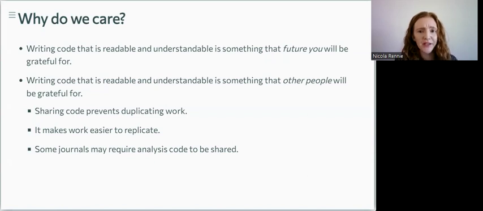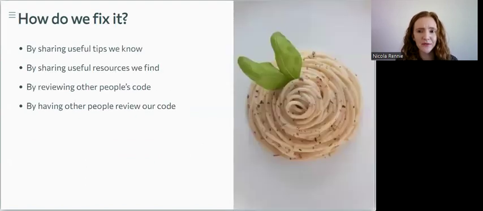So how do we write code that's easy to read and easy to understand? Well, we share useful tips and resources that we found. We review other people's code. So what makes it easy to read? What makes it hard to read? And also by having other people review our code. That's something that's quite common in industry, but something we should definitely be doing more of in academia.